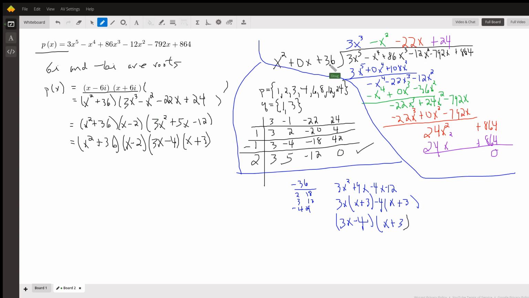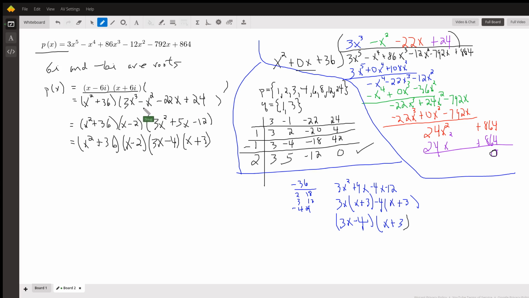I'm going to divide x squared plus 36 into the original p of x. Shown my work here. You can follow along. Left a placeholder for x here. Every other power from 5 down to 0 is represented. And by the end we better get a remainder of 0, otherwise x squared plus 36 is not a factor. But there's your remaining polynomial factor, 3x cubed plus x squared minus 22x plus 24.